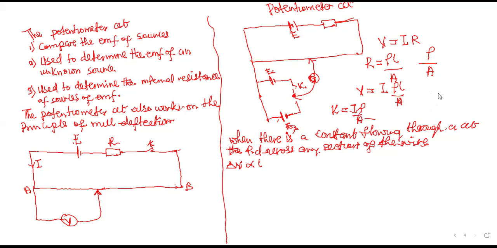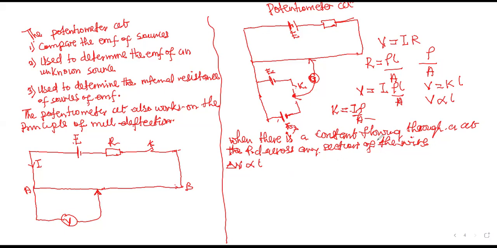Okay. K, the constant. So we have the constant is equal to I times rho over A. So V is virtually equal to KL. Because K is constant, then we can say that V is directly proportional to the length of the wire. Please, are we okay? Are we okay? Yes, please.